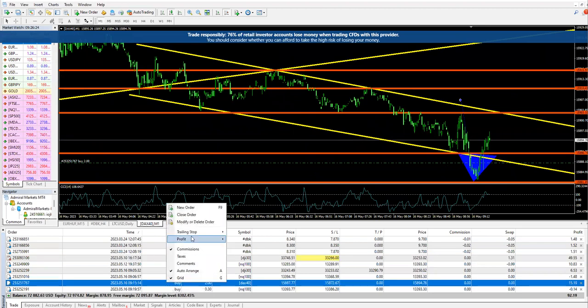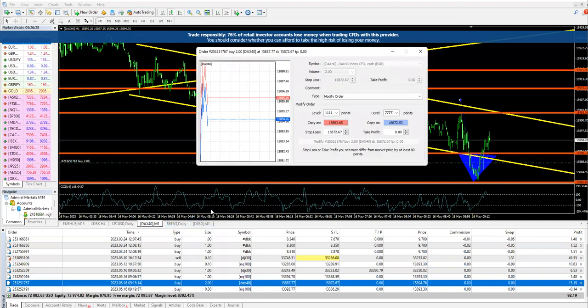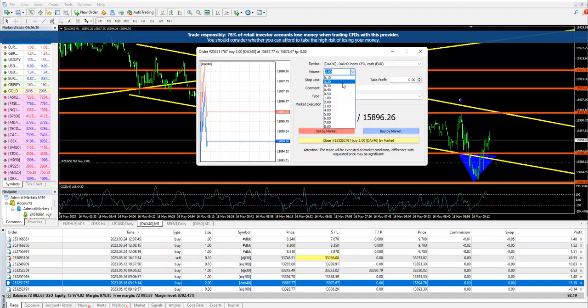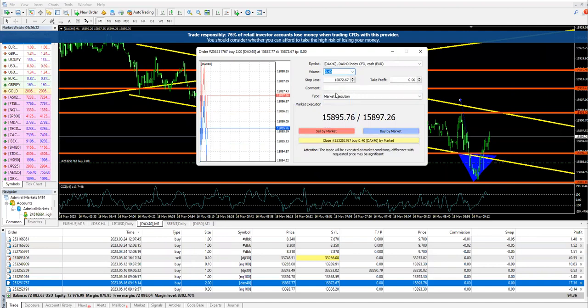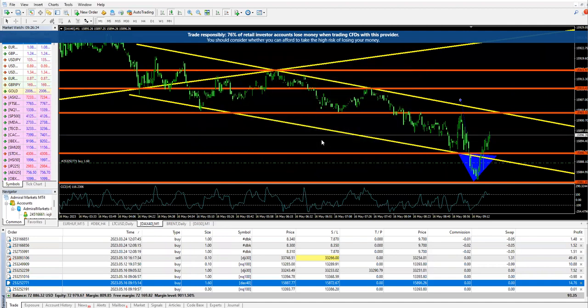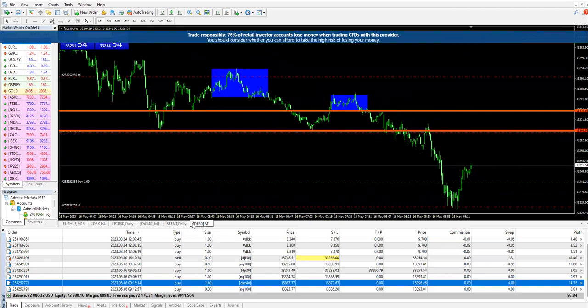I will show you how to close partially. Right-click, modify order, market execution. I will close only 0 point something because I believe in the bullish movement. Just to show you how to close. And we have to wait. Let's go to Dow Jones.